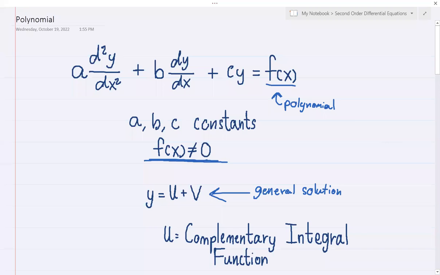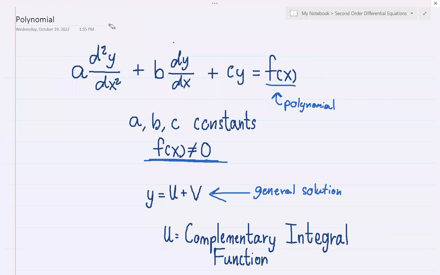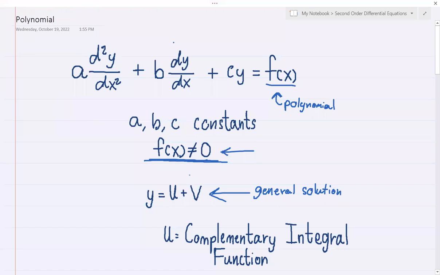Now, a brief recall once again. This one is the standard form of your second order non-homogeneous differential equation. And of course, your differential equation for this case would be non-homogeneous only if your function is not equal to 0. All right? Otherwise, it would just be a homogeneous differential equation. Okay? So your general solution for a second order non-homogeneous differential equation is y is equal to u plus v. Okay? Your u and your v are both integral functions.